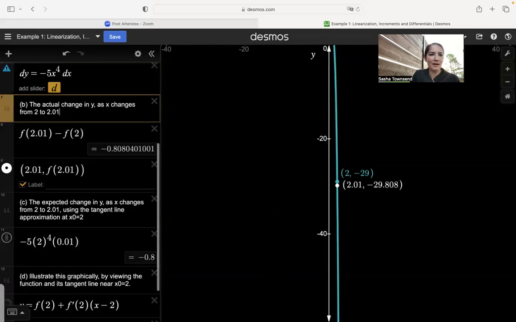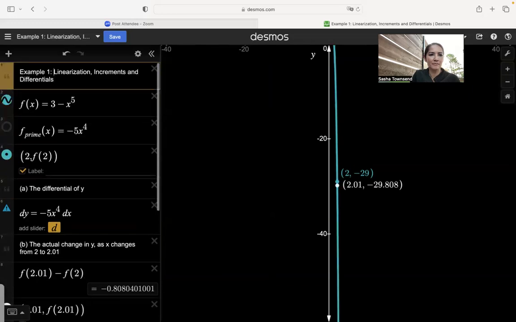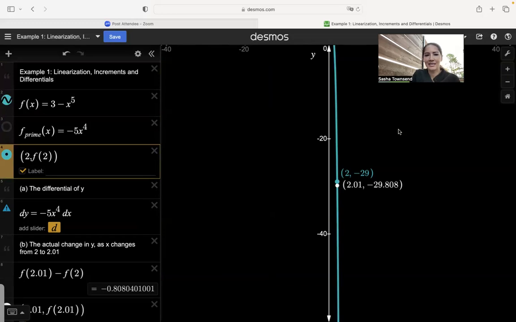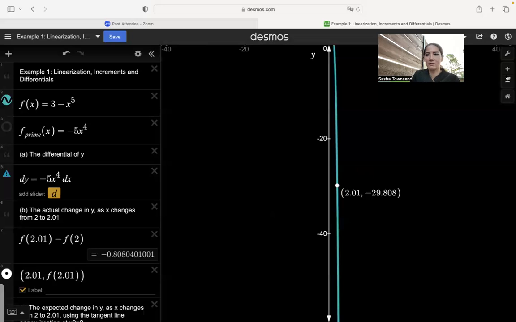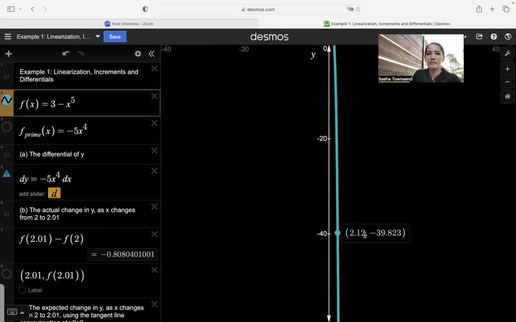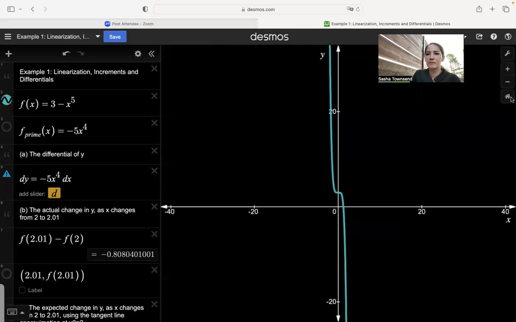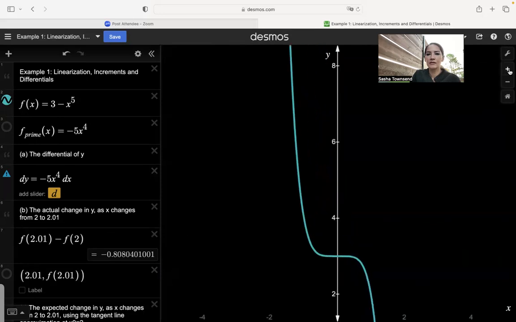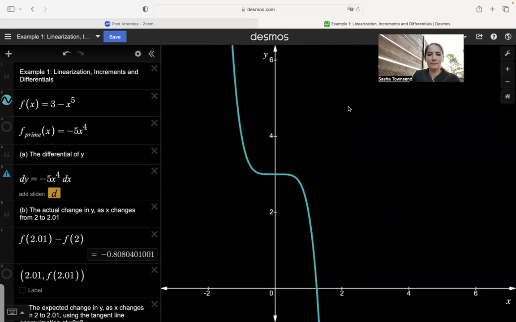So let's modify the problem a little bit. Our differential of y is still the same, but maybe instead of using 2 and 2.01, we should use a different value for the function. Let's use x equals 0. Oh no, x equals 0, it's flat. Don't want to do that either. This is what the graph looks like.